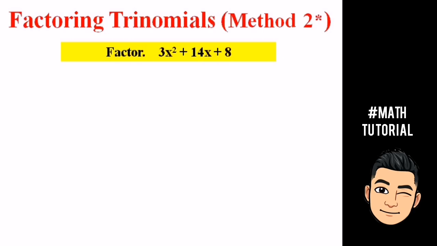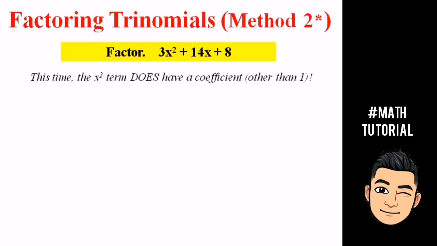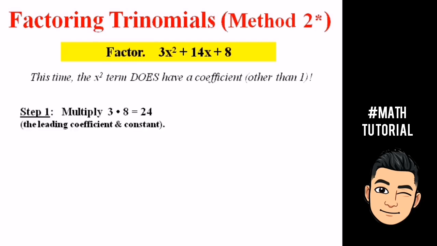Factor 3x squared plus 14x plus 8. This time, the x squared term does have a coefficient other than 1. So, ito yung trinomial wherein the leading coefficient is greater than 1.